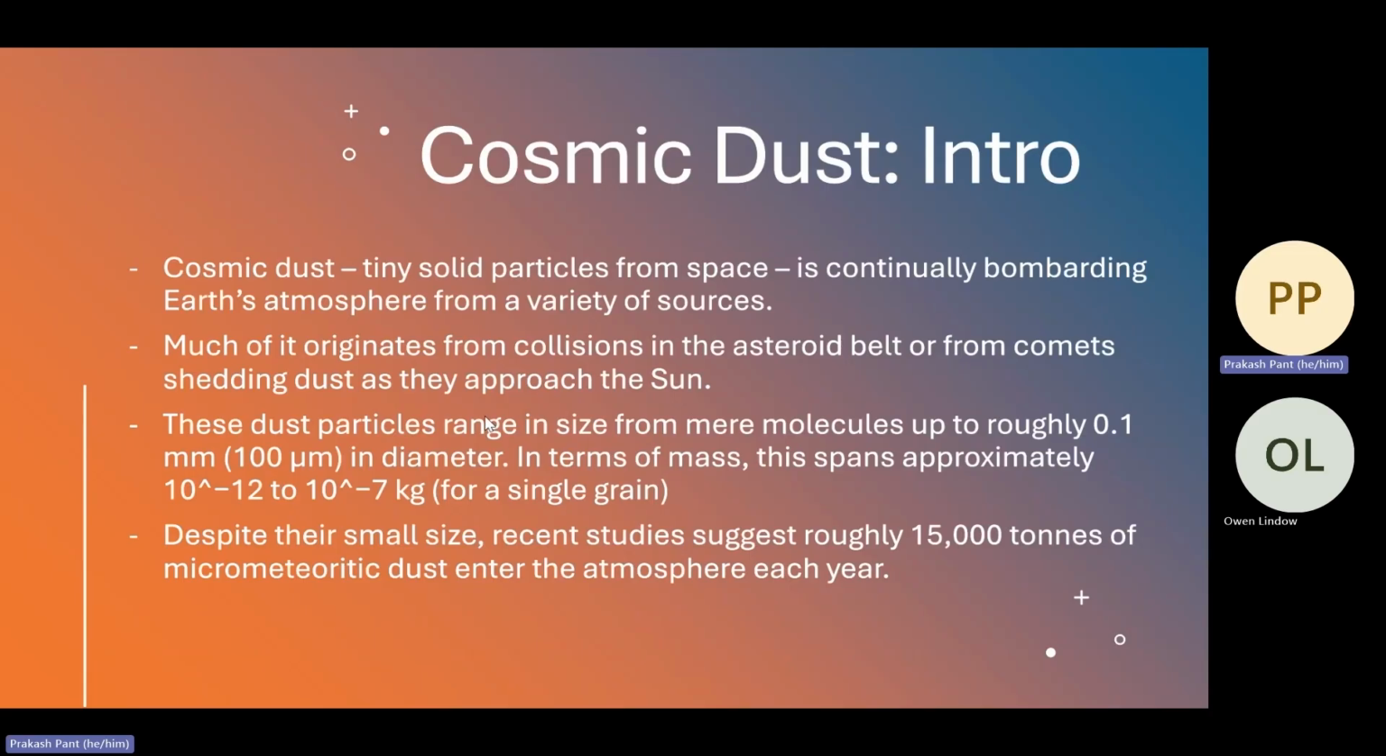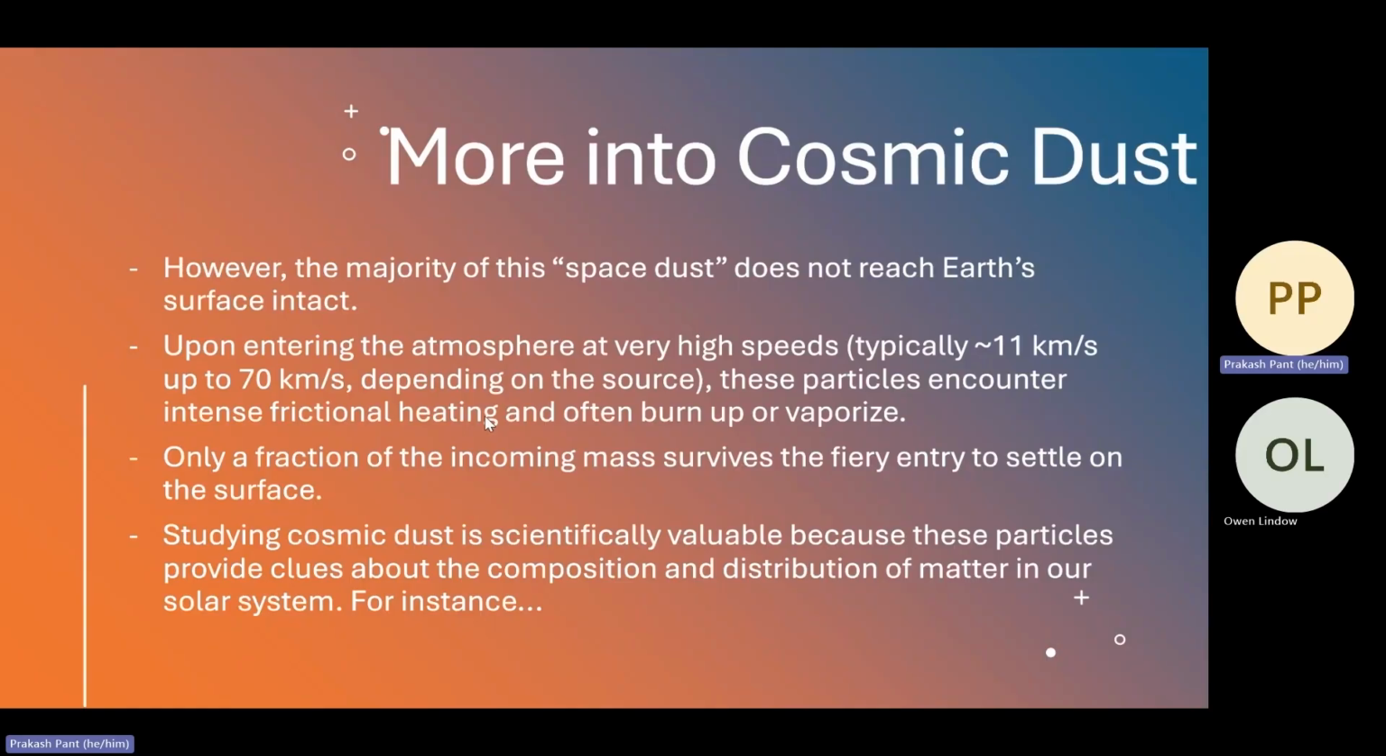First of all, a brief intro to cosmic dust. These are tiny solid particles from space that enter Earth's atmosphere from a variety of sources like asteroids or comets. They're pretty small, around 100 micrometers in diameter, and their mass is around 10 to the power minus 10 kilograms. A recent study shows that around 15,000 tons of micrometeorite dust enter the atmosphere each year. But even then, a very small quantity actually reaches the Earth's surface, mainly because they have really high speeds, like 11 kilometers per second, and because of that there's frictional heating, which often burns or vaporizes them.